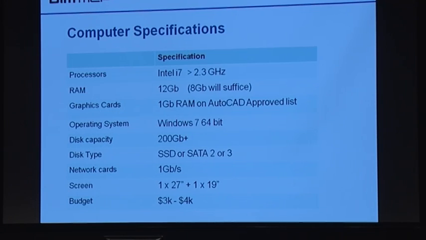64-bit operating system, which is Windows 7 for most people. Disk capacity, if you're running on a network and you're storing on the network, which I hope you are, so you can back up, anything above 200 gigabytes is a waste of money because you've only got the operating system and swap space on it. Disk types as fast as you can get. Network cards will be 1 gigabit. Screens, we use a single 27-inch and a small 19-inch. That seems to be what the guys prefer in terms of a screen combination. And you're probably spending 3 to 4K on a workstation. So that's your budget.